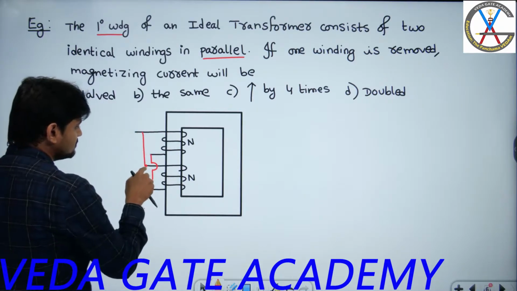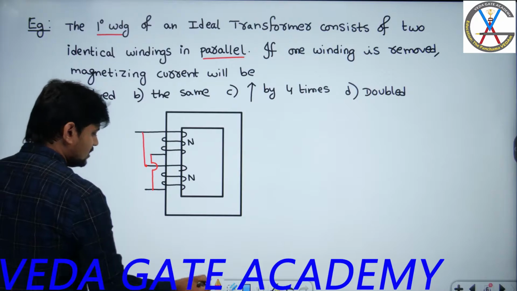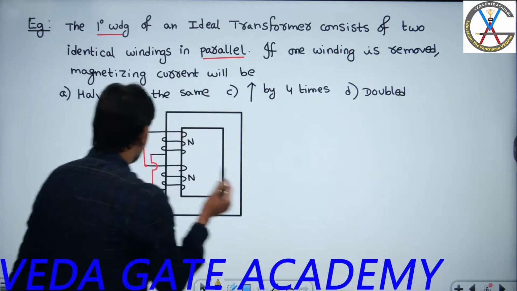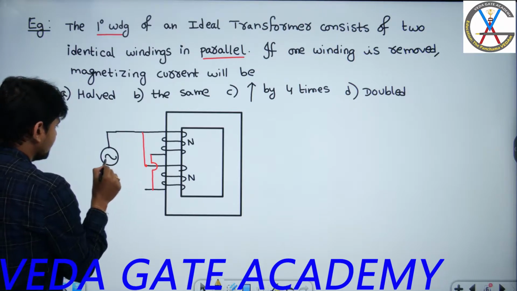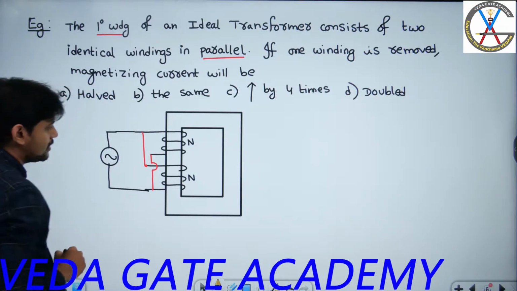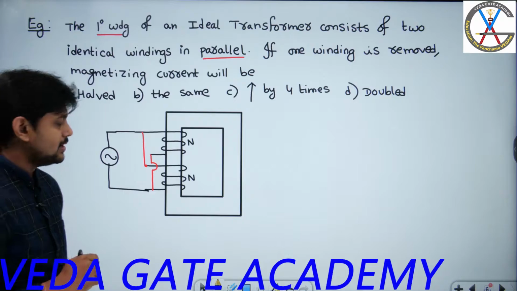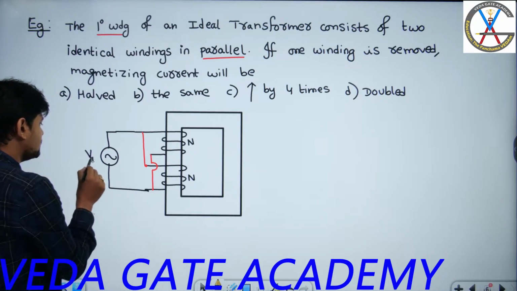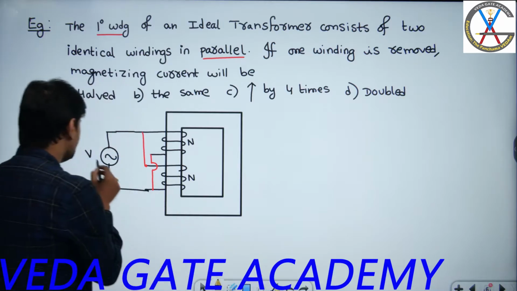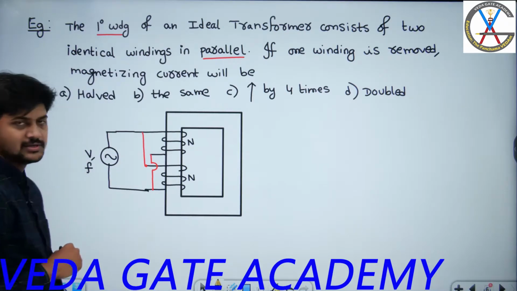So these positive terminals will be connected over here, negative terminals will be connected, and across this we are going to give a supply. Across this we are going to give a supply. Now what I will do is assume that the voltage applied across this one is, let us assume, V1 or whatever it may be, at a supply frequency F.